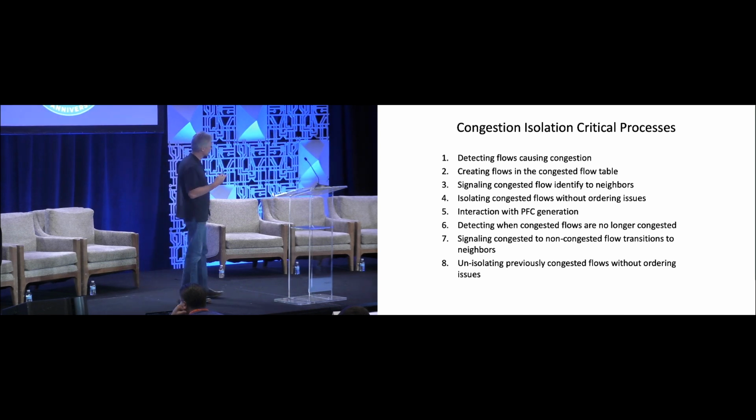Again, the critical process of signaling to your neighbor, that could be optional. We've talked about not doing this and just doing the isolation locally and measuring the impact, but you'll see it does make a difference to tell your neighbor what's going on. So signaling is the key process. And then managing the out of order issue.